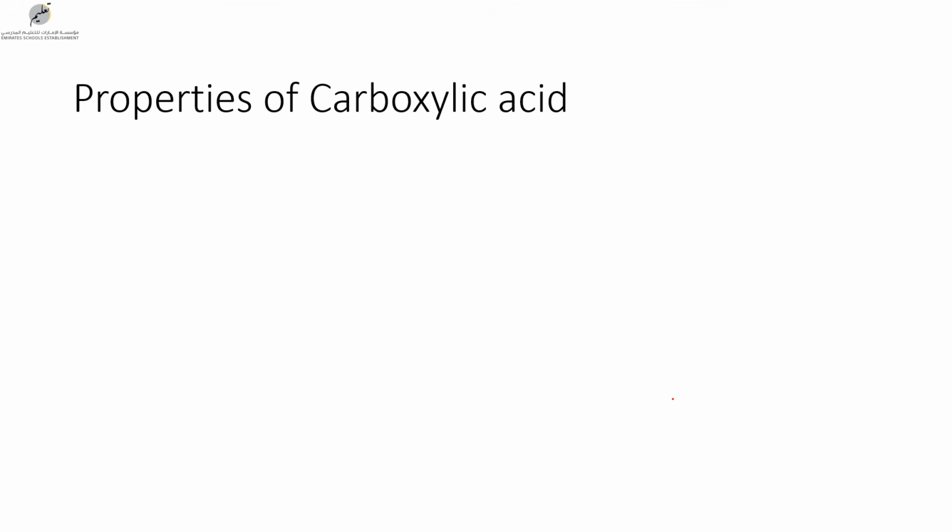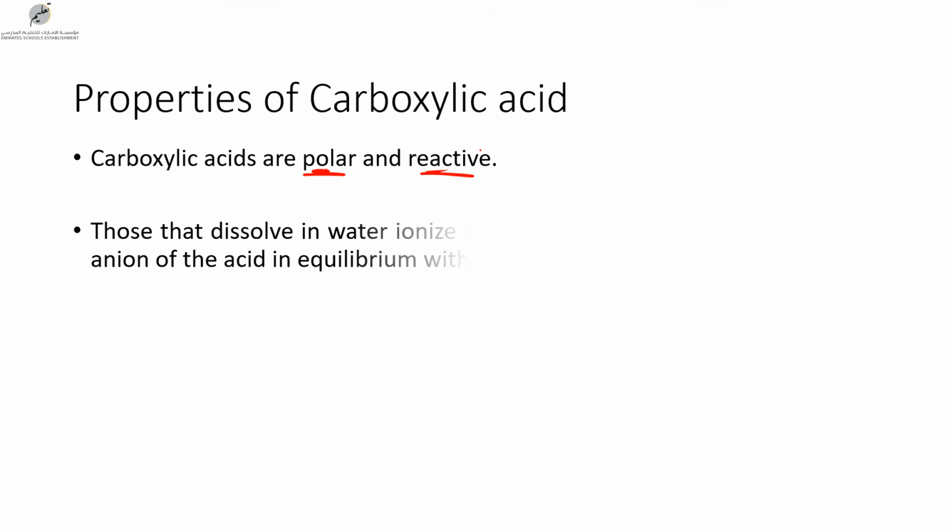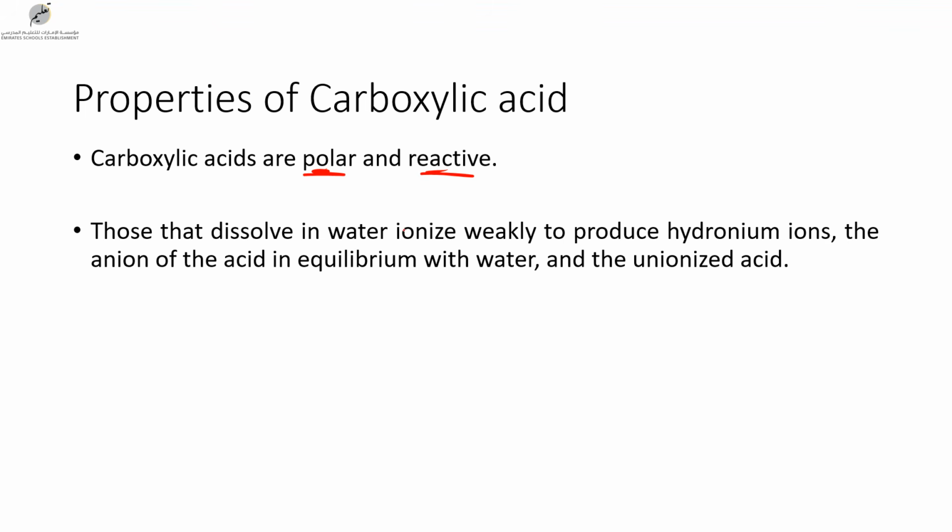All right? So what are some of the properties of carboxylic acids? They are polar and reactive. They dissolve in water and ionize weakly. So they are weak acids. Do you remember acids from the last term? So they are weak acids and they produce hydronium ions, remember? H3O+. Alright?